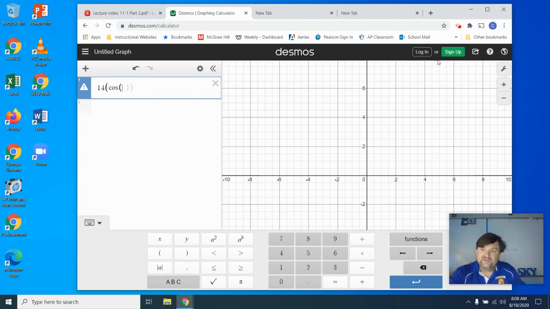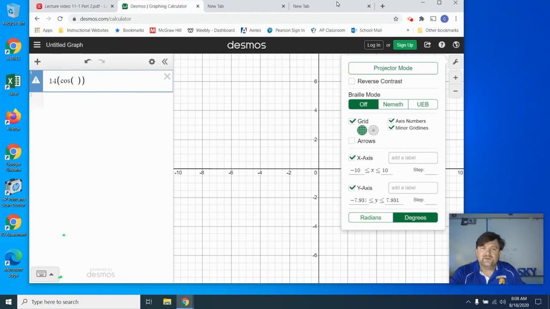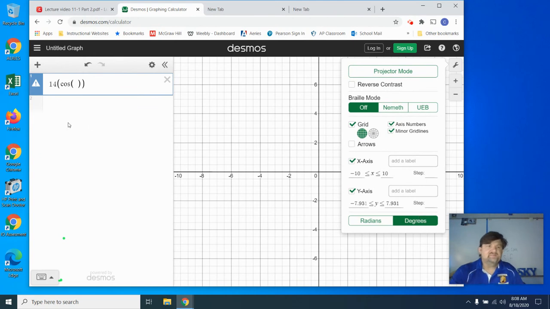One of the things you need to do is make sure in your settings that you are on degrees. See how this radians is highlighted? You got to click on degrees underneath. So you want to make sure you click on the degrees right here. Let's see if I can show you. Yeah, there it is. You got to click on degrees.